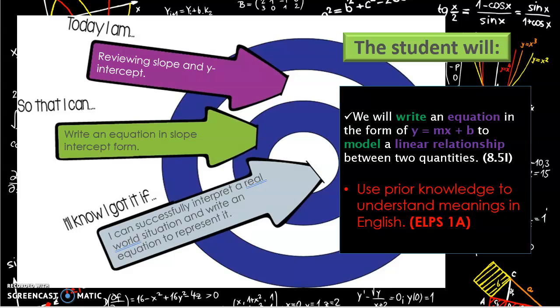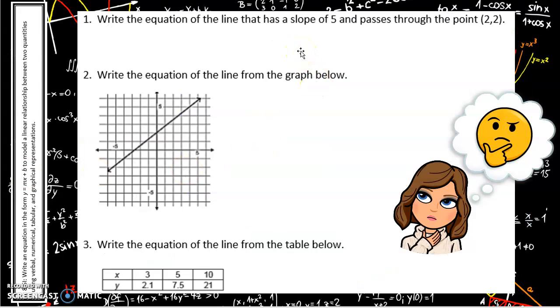All right, today we are reviewing slope and y-intercept so that we can write an equation in the slope-intercept form, and we'll know we've got it if we can successfully interpret a real-world situation and write an equation to represent it. So I'm going to do just like I've been doing the past couple of days. I am going to show you a slide, go over it, talk about it a little bit, and then I am going to ask you to push pause, and then you're going to pause, write all of your work down, all of your work plus your answers, and then go ahead and push play, and then it'll go to the next slide and I will show you the answers.